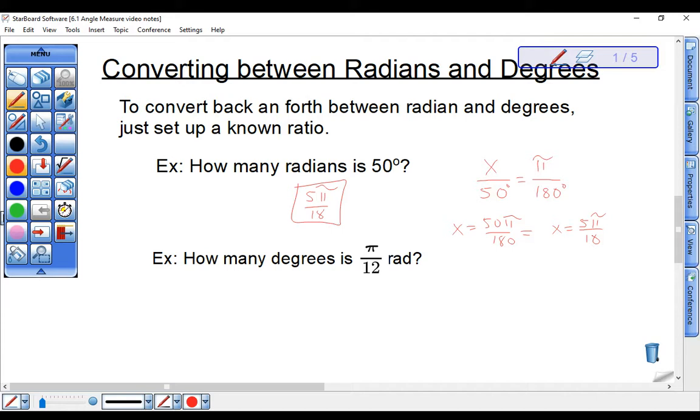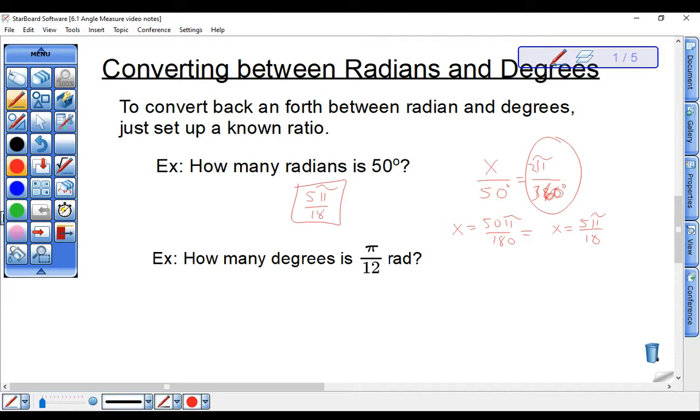Just set up a common ratio: radians to degrees equals radians to degrees. We know that ratio. We could have done 2 pi over 360. 2 pi is all the way around the circle, and 360 is also. Either way, it's a known ratio to the one you're comparing: radians to degrees equals radians to degrees.